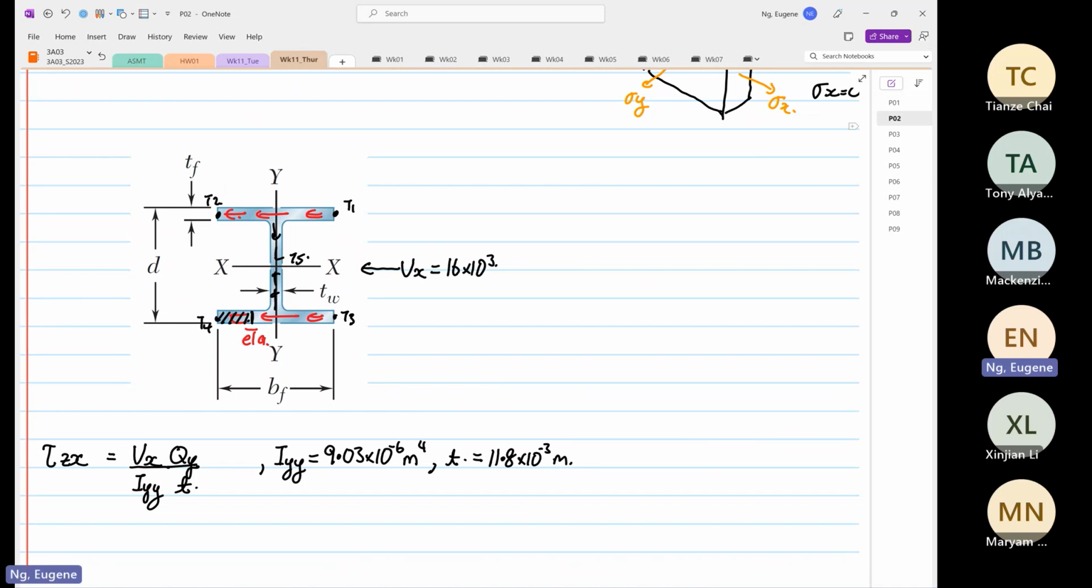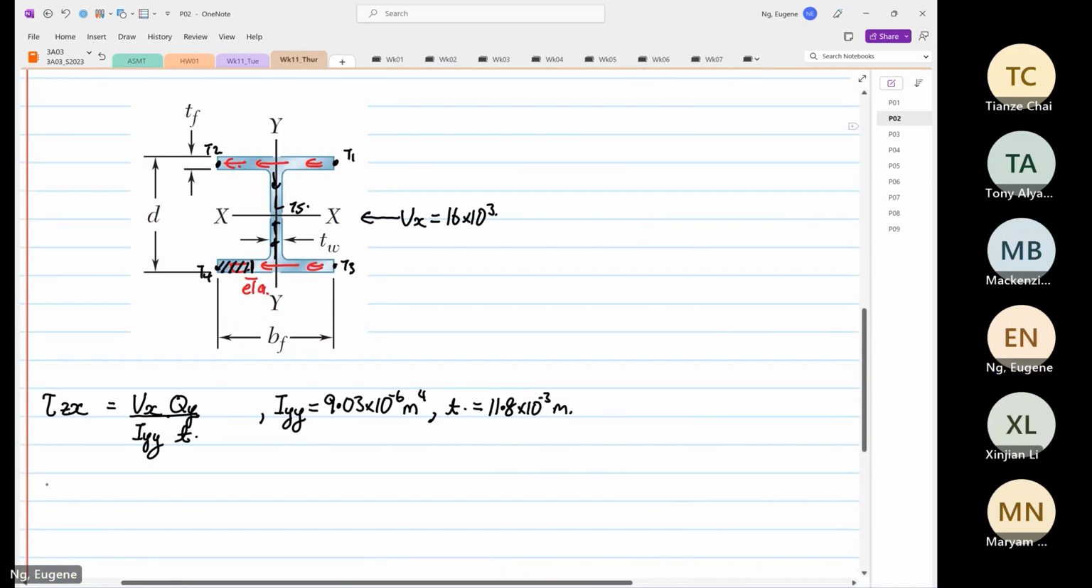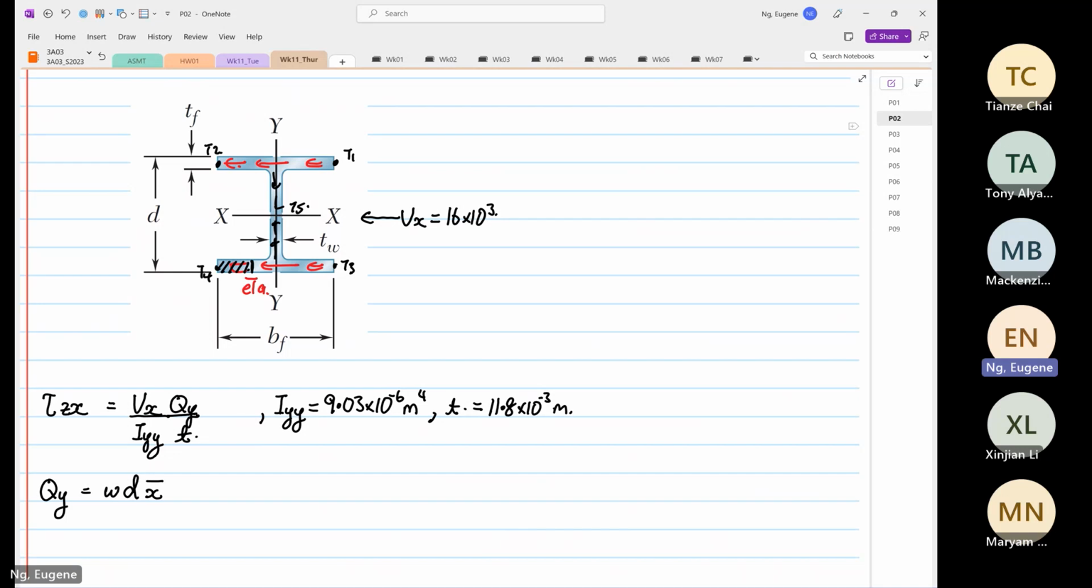And we are going to take Qy, which corresponds to the width, depth, x bar. So we know that we are looking at Iy. So y is the axis, so this will be our width, and this distance over here will be our depth.